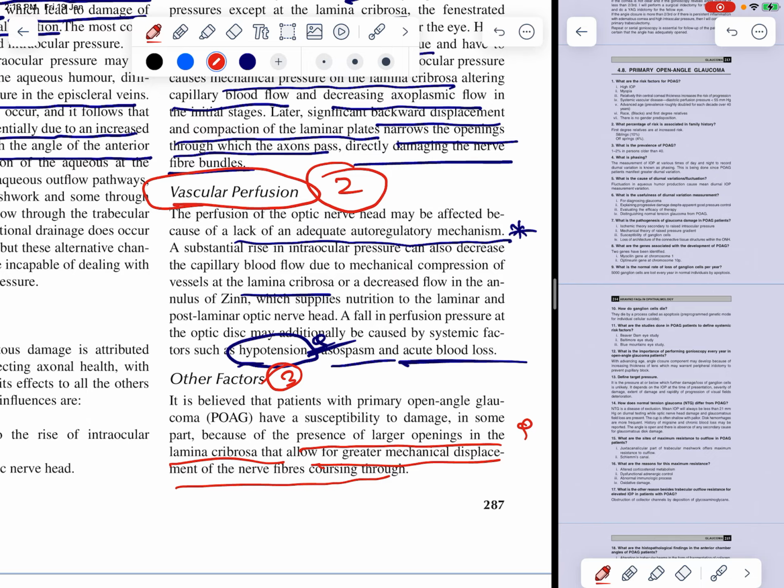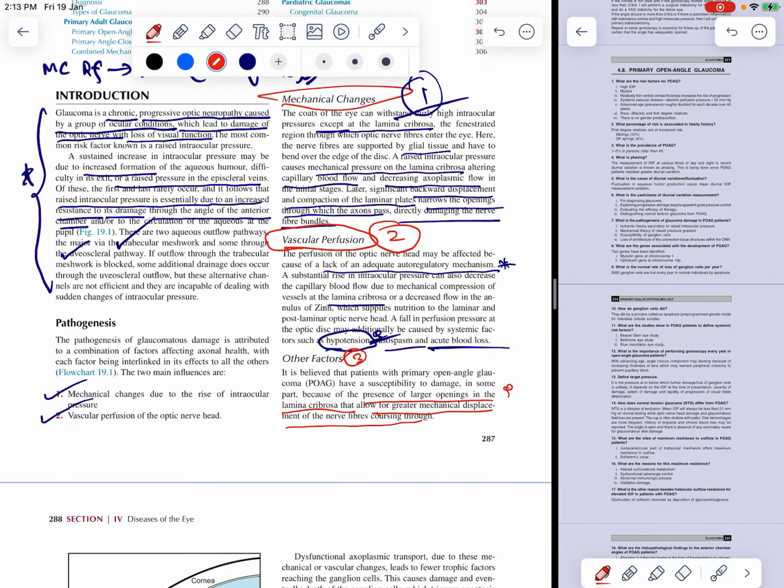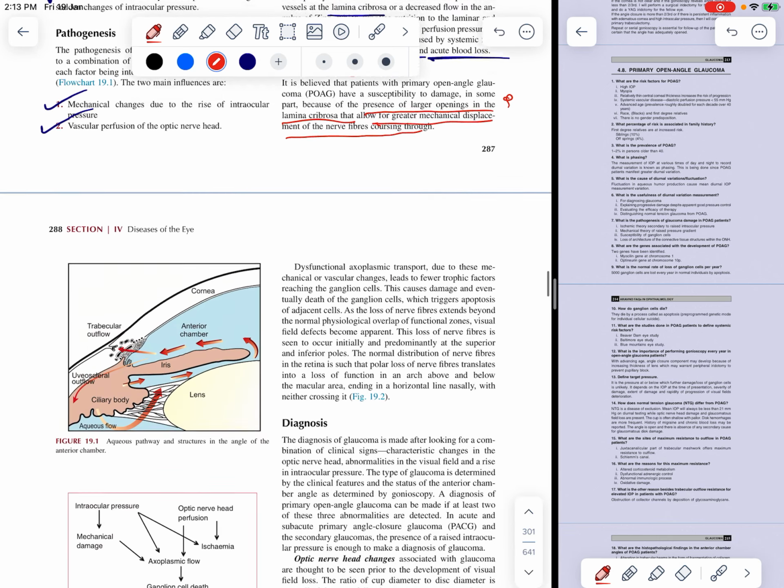So far, so good. I hope you get through it. You need to revise. Glaucoma is a tough topic.